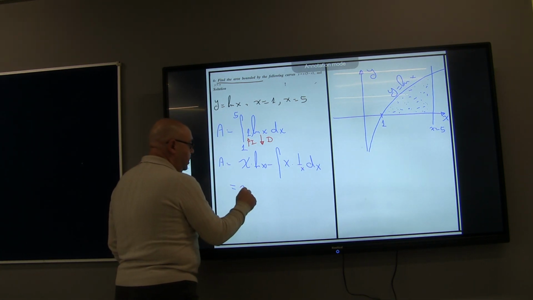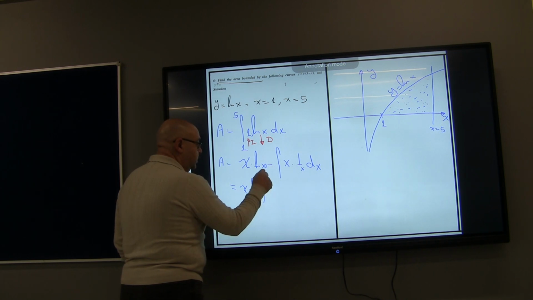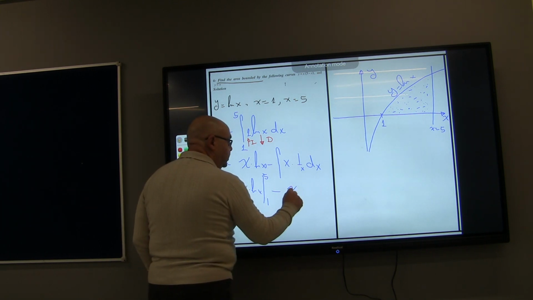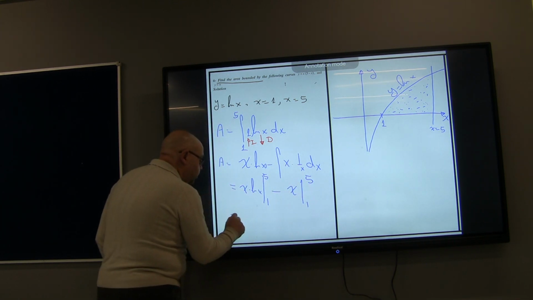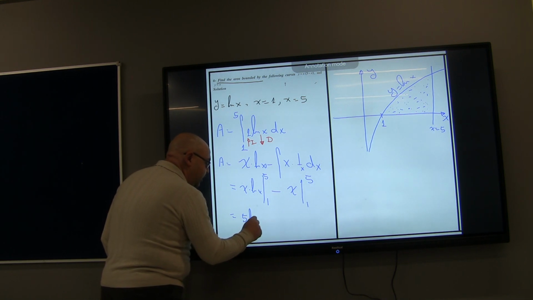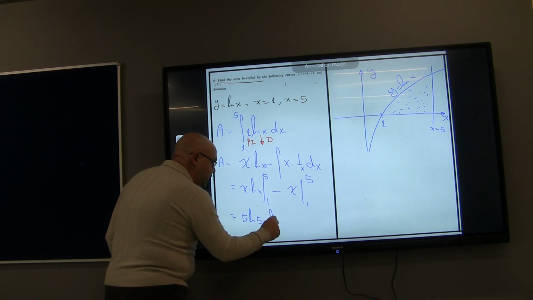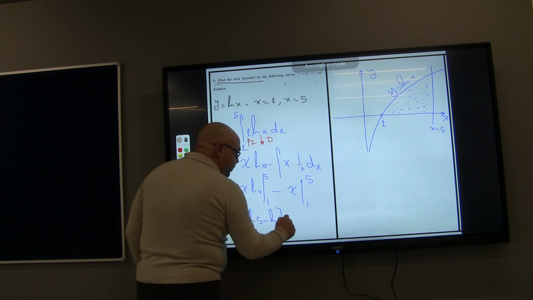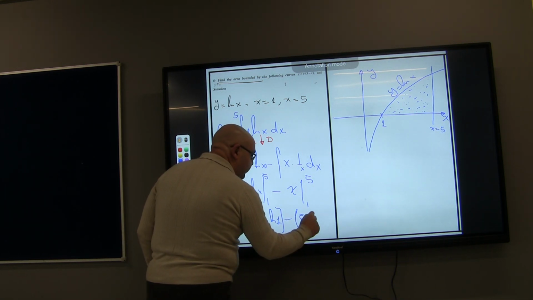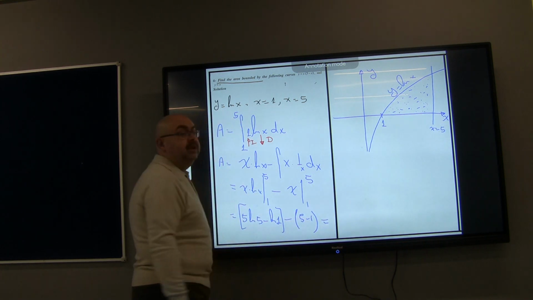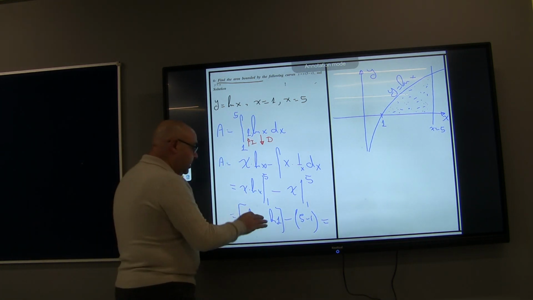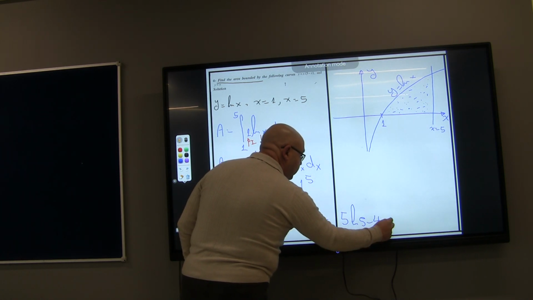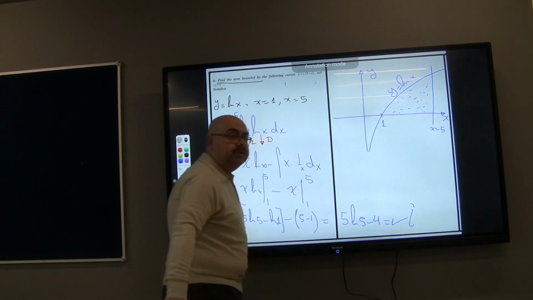So this equals x times ln x, substituting from 1 to 5, minus the rest, where they cancel each other, so the integration simply will be x running from 1 to 5. That gives 5 ln 5 minus ln 1, which ends up as 0. That's the first integration, minus the second, which gives 5 minus 1. So the first part is 5 ln 5 minus 4. I found my area, in square units.